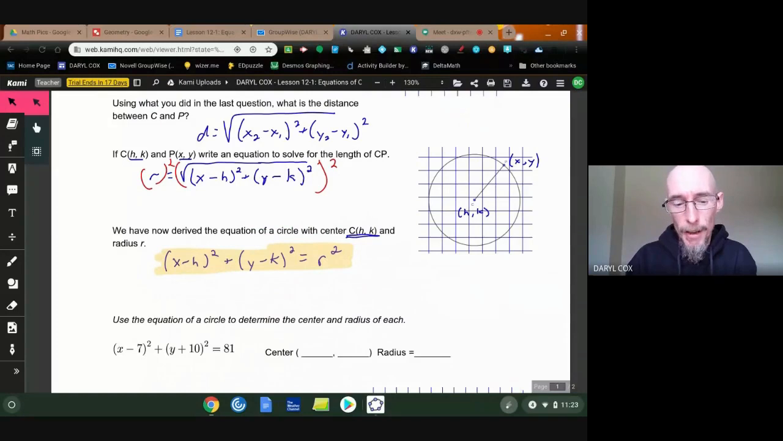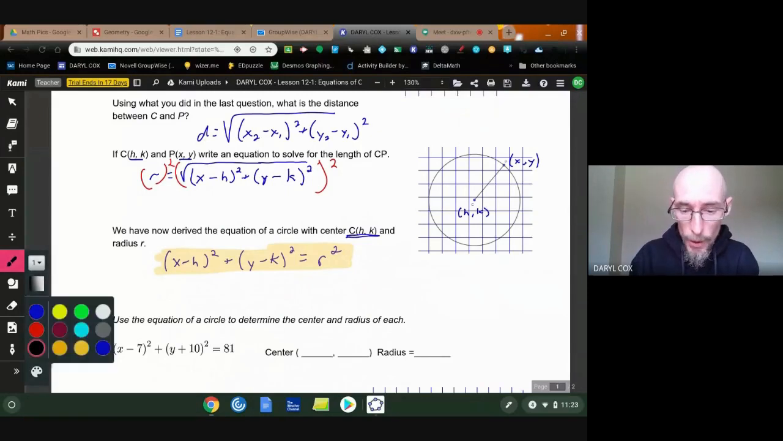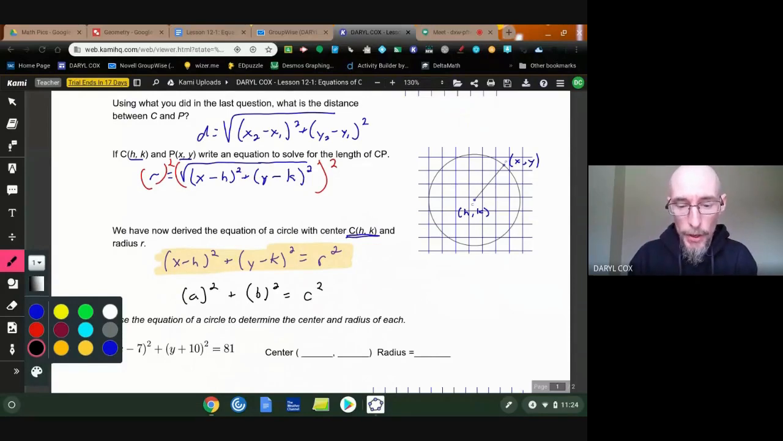But again, if you really look at it, look at what it is. It's nothing more than, well, we already said it's a distance formula, but also look at what it is. It's an a squared plus b squared equaling c squared. It's a secret version of the Pythagorean theorem. That's really all that the circle formula is.